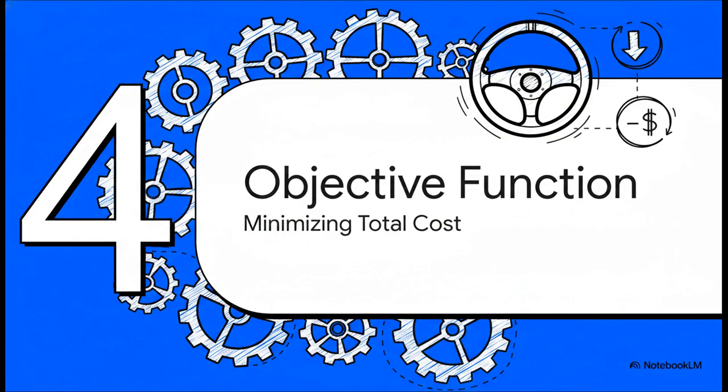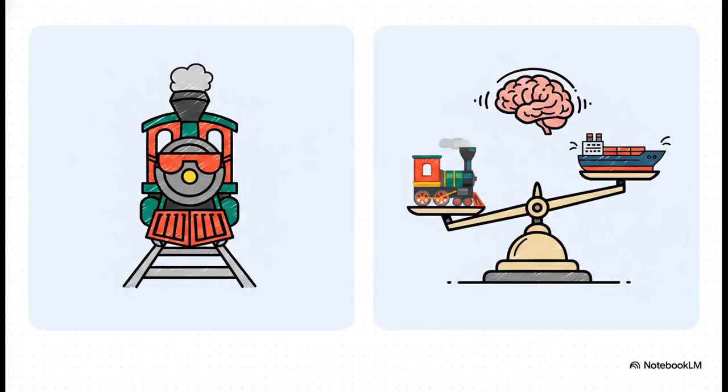Section 4. Building the objective function. With our loops acting as the gears perfectly mapping everything out, we can now build the steering wheel, the objective function. We tell the model our ultimate goal is to minimize total cost. Now, while option 1 represents a really basic model that just blindly assigns fixed rail costs, option 3 is where the magic happens. It acts dynamically.